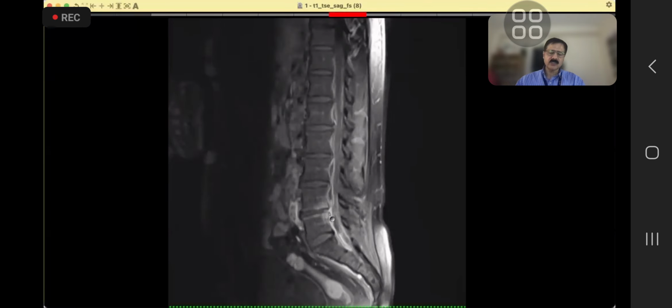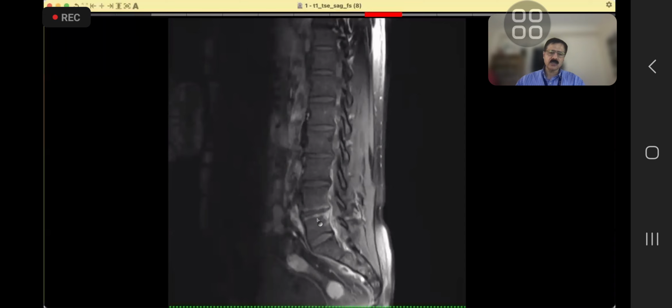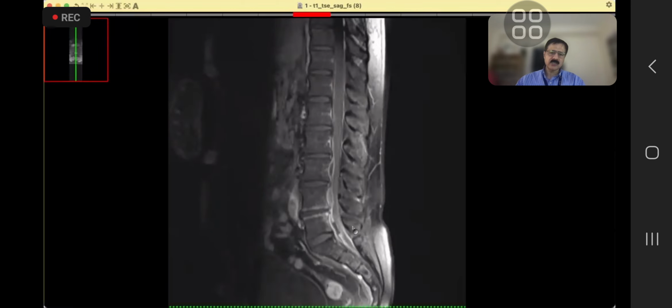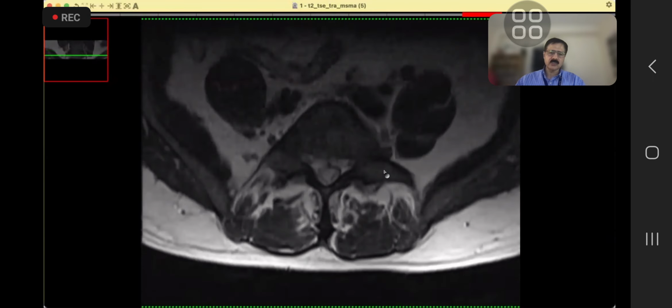On post-contrast, there is a bit of enhancement of the end plate, bone marrow enhancement. There is a bit of enhancement of the nerve root here. Actually, there is some abscess sitting here also in the presacral space. And some of the nerve roots are enhancing. Now, if we go to this T2 weighted sequence, the key finding is that subdural abscess. You see, something is sitting there and the nerve roots are here.